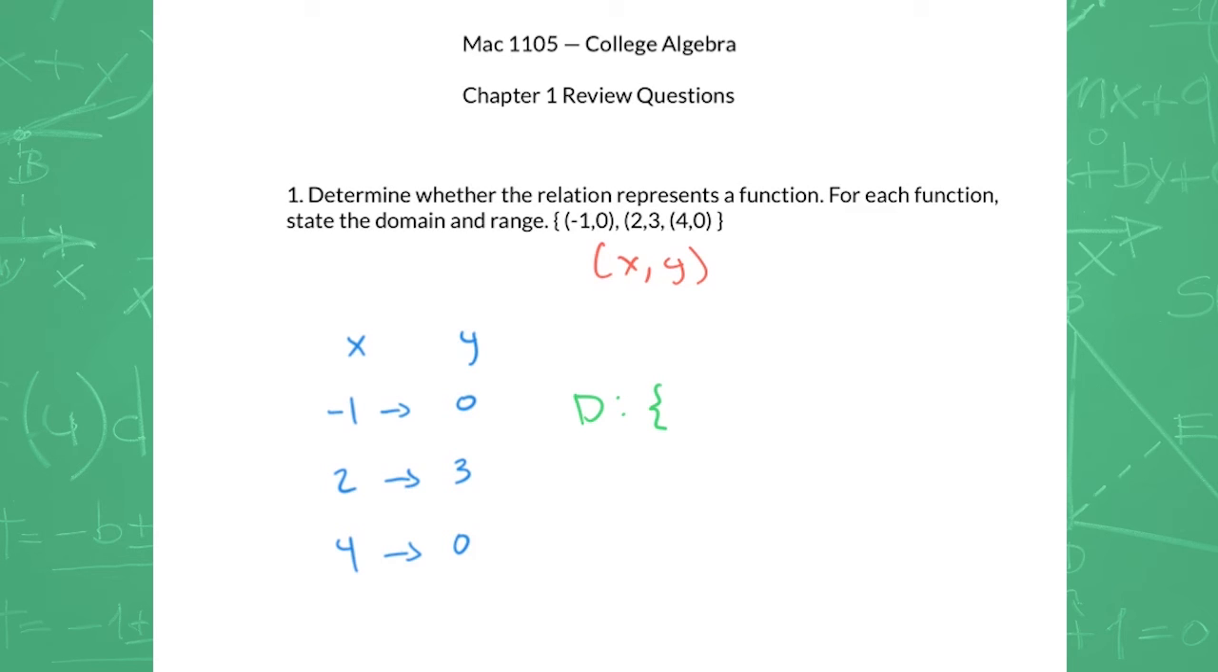So we know that the domain is the set of all input values. So for this relation, the domain is -1, 2, and 4. And the range is the set of all output values. So our range is 0 and 3.